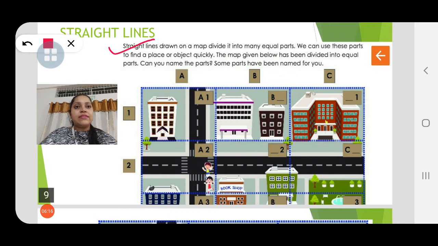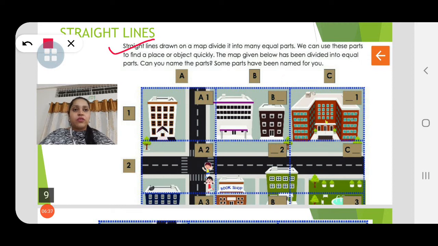Straight lines drawn on a map divide it into many equal parts. We can use these parts to find the place or object quickly. The map given below has been divided into equal parts. Can you name the parts? Some parts have been named for you. So children, sometimes straight lines are also drawn on a map. Now why are straight lines drawn?